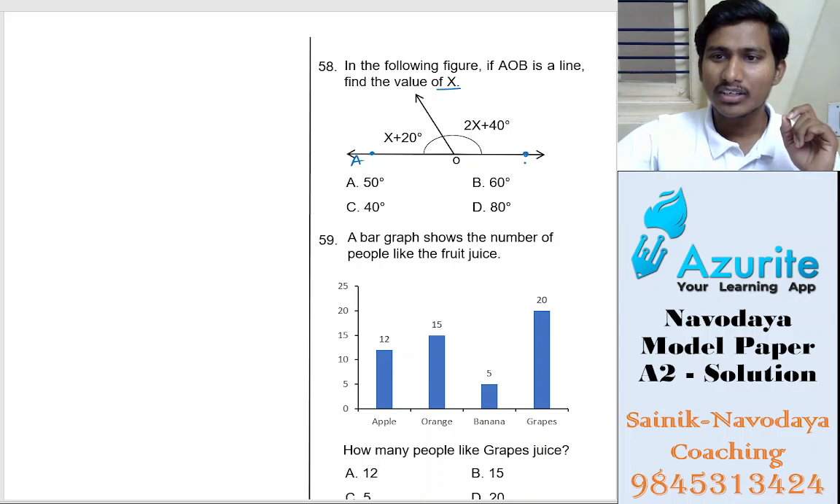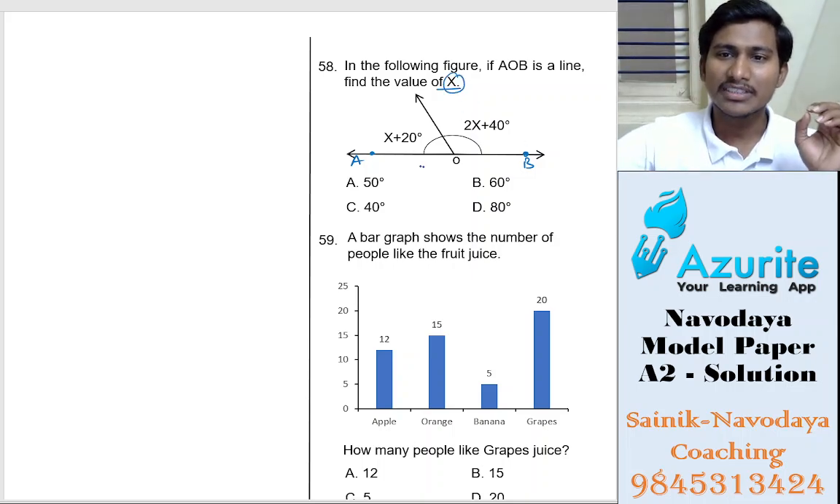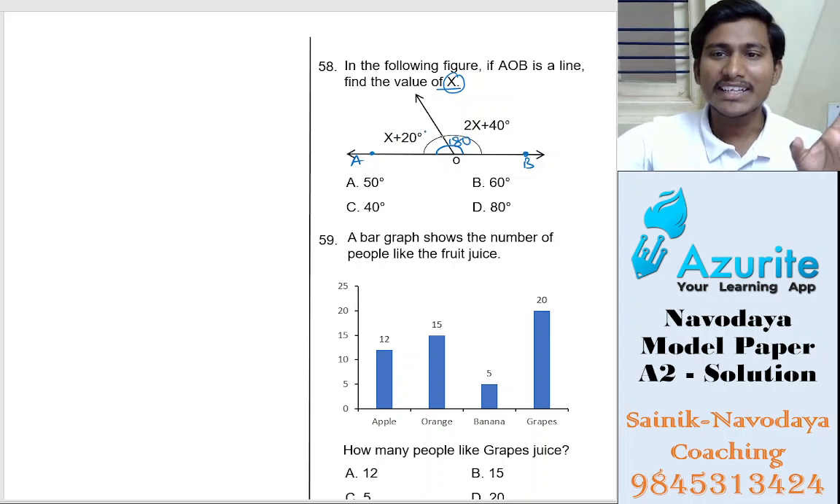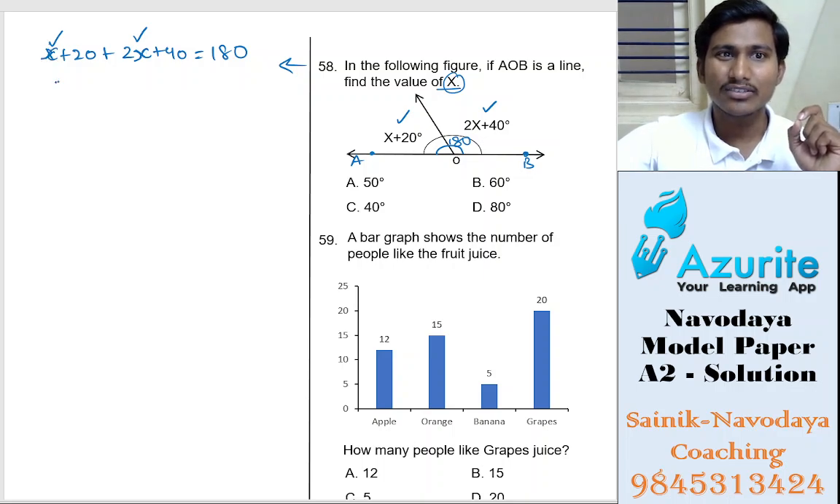So what is the value of x we have to find? A straight line angle will be 180 degrees. So we have to add this one and this one. x plus 20 plus 2x plus 40 is total 180. Here 1x and 2x, so total 3x. 20 plus 40 is 60, so 3x plus 60 is 180.